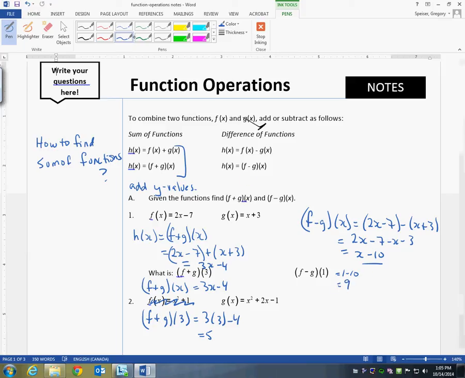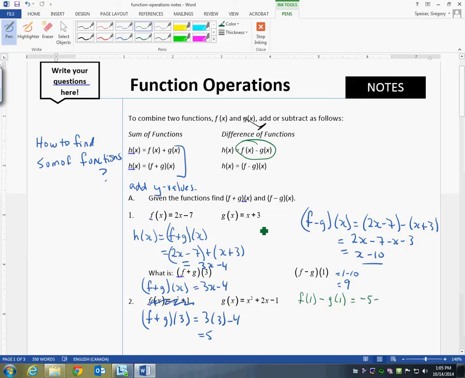I'll just show you there is another way of doing that. We'll switch to green here. This f minus g at 1, if I use this kind of notation, it kind of makes sense here. This would be the same thing as f of 1 minus g of 1. Right? So I could go back to my original definitions of f of x and put a 1 here. 2 times 1 is 2, minus 7 is minus 5.